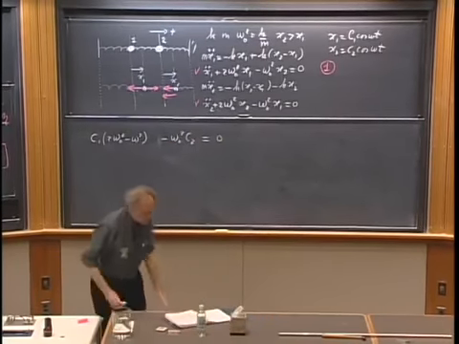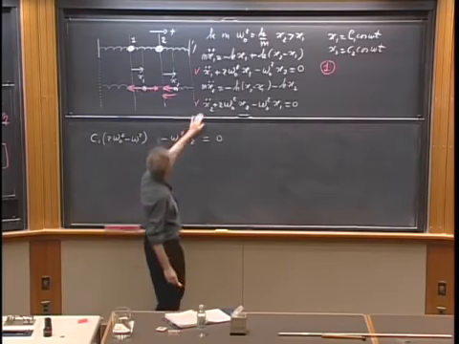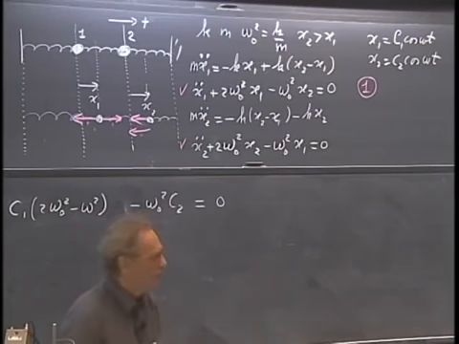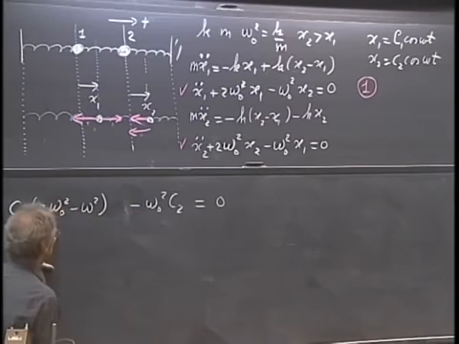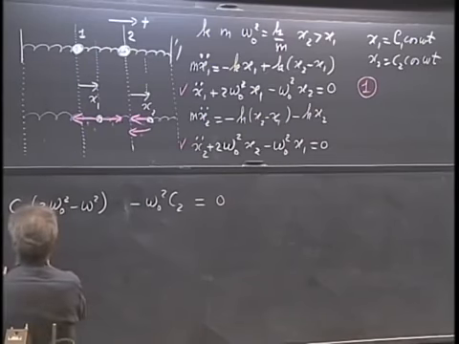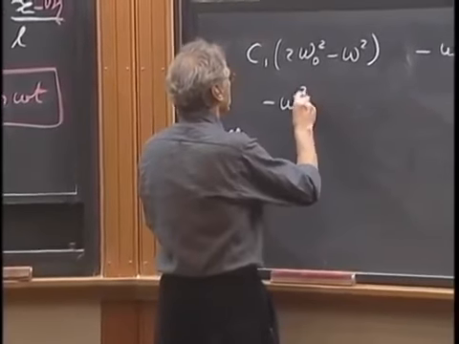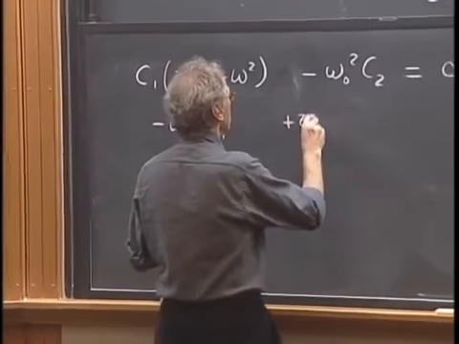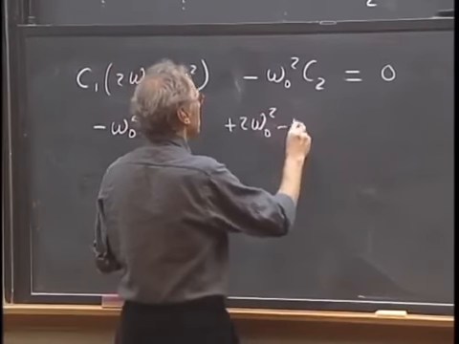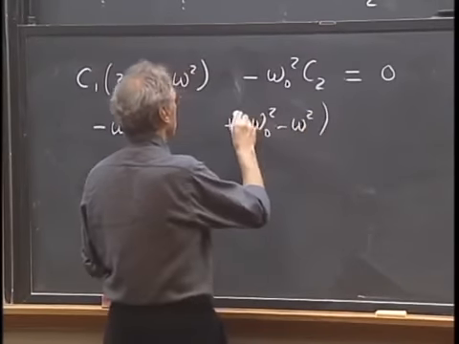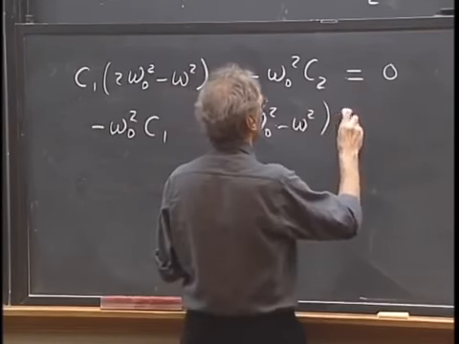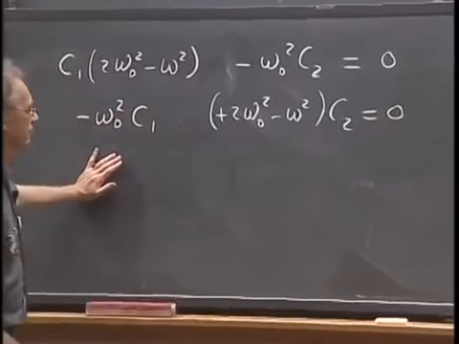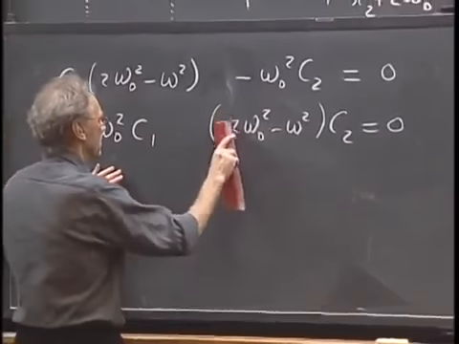And then I go to my second differential equation, which is this one. But I'm going to rearrange the c1s and the c2s. So I'm going to put the c1s here. So I'm going to get minus omega 0 squared times c1. And here I'm going to get plus 2 omega 0 squared minus omega 0 squared times c2. And that equals 0. So I can leave this plus out.